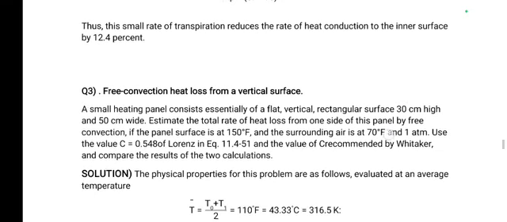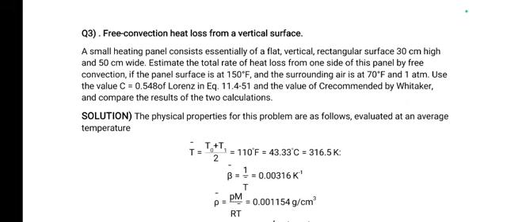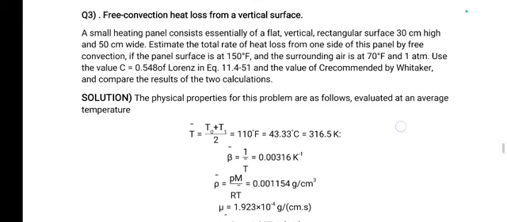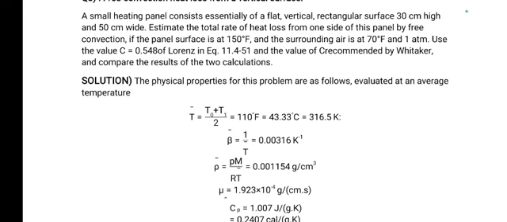And now for question number 3, free convection heat loss from a vertical surface. Here is the question. A small heating panel consists essentially of a flat vertical rectangular surface 30 centimeters high and 50 centimeters wide. We have to estimate the total rate of heat loss from one side of the panel by free convection if the panel surface is at 150 degrees Fahrenheit and surrounding air is at 70 degrees Fahrenheit and 1 atm.